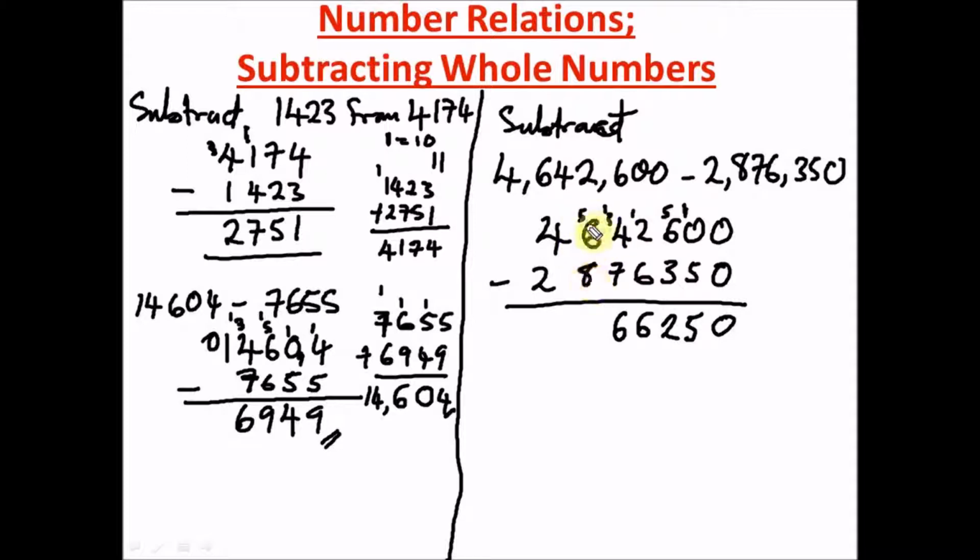Can we subtract 8 from 5? No, it's impossible. So we have to borrow a 1 from here. Borrowing 1 from here, that's a 10. 10 plus 5 will give us 15. And 15 minus 8 will give us a 7. So what are we left with here? We're left with 3. And 3 minus 2 will give us 1. So this is our answer.